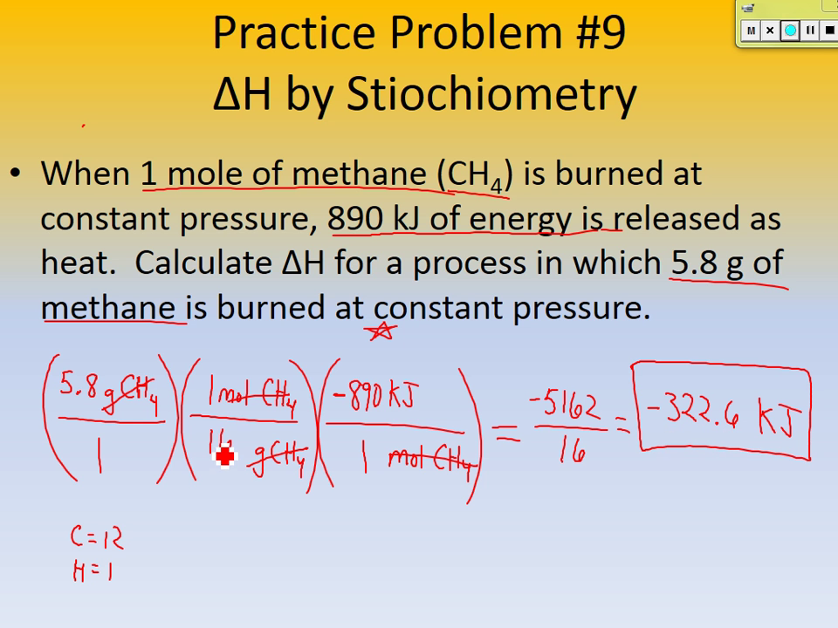Because we didn't really burn 1 mole, so it's going to be less than that. And so negative 322.6 is less than 890. And that's why, because we didn't have a mole of it. We burned less than a mole.